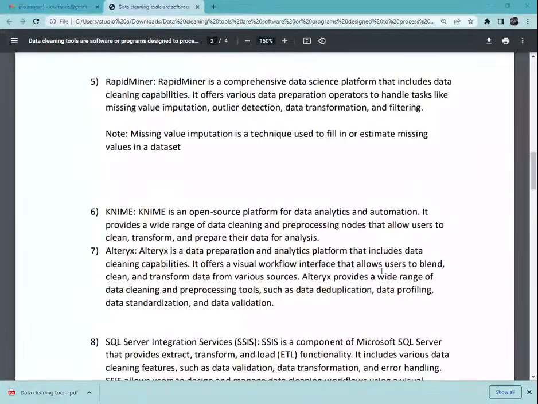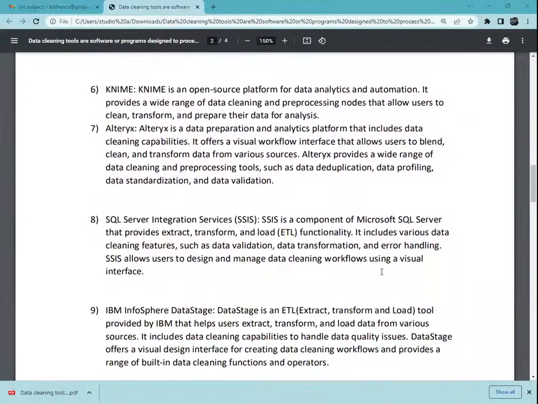And then now, ladies and gentlemen, we have SQL Server Integration Services, the famous SSIS. It is a component of Microsoft SQL Server that provides extract, transform, and load. You can see, just like what Power BI does: extraction, transformation, and loading.